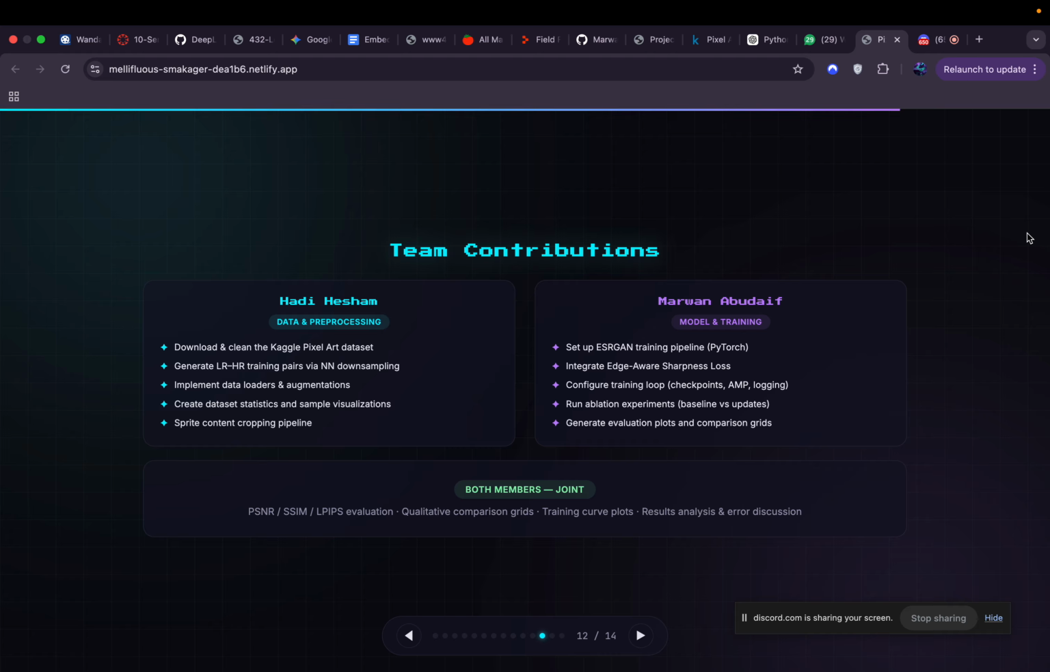So for our team contributions, I was responsible for the data side: downloading and cleaning the dataset, building the neural network downsampling pipeline, implementing data loaders, and creating the dataset visualizations you saw earlier. And Marwan handled the model and training, setting up the ESRGAN pipeline in PyTorch, implementing the edge-aware sharpness loss, configuring the training loop with mixed precision and checkpointing, and running the ablation experiments. We jointly worked on evaluation, implementing the PSNR, SSIM, and LPIPS metrics, generating the comparison grids, plotting the training curves, and results.